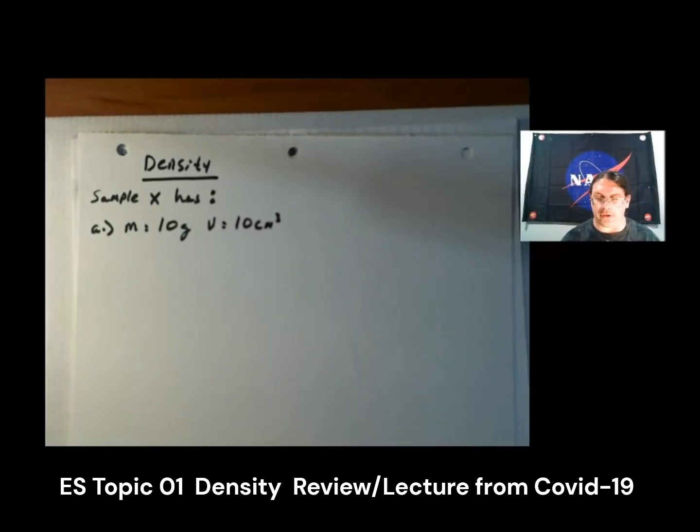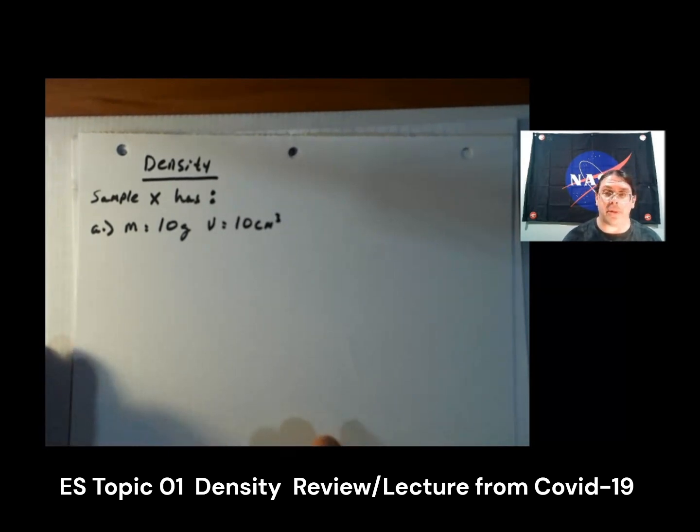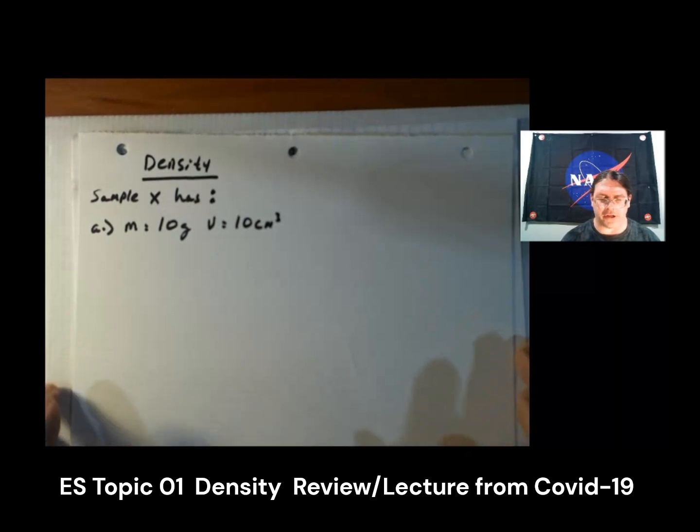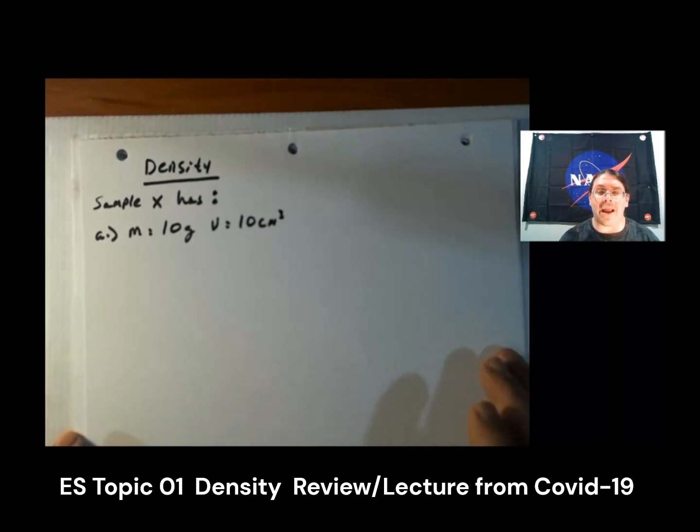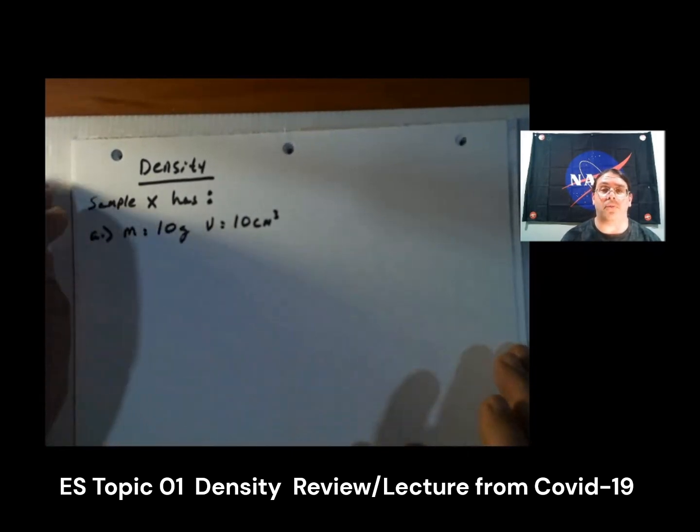Now, the other two examples I was giving you were when one of the variables was constant. In other words, when mass was constant and I changed the volume, density changed. When I had volume constant and I changed the mass, density changed. And the way they changed we went over. But what happens if I change both variables?